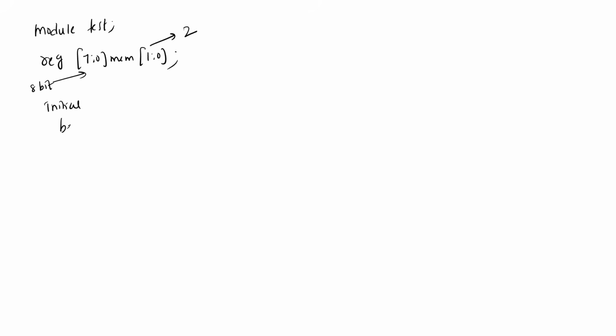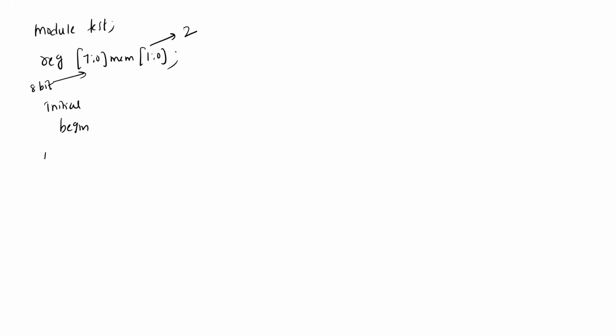Now suppose we take a module, module test. These are some examples. I am declaring some memory: reg 7 down to 0, mem of 1 down to 0. So what is the width and depth? The width of the memory location is 8 bit. The depth is two locations.